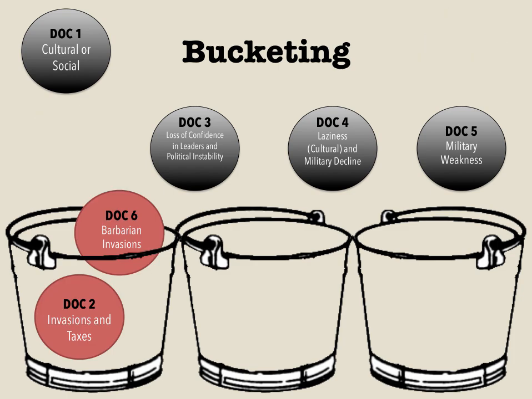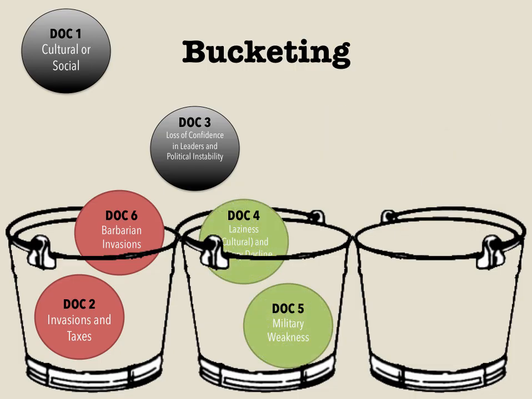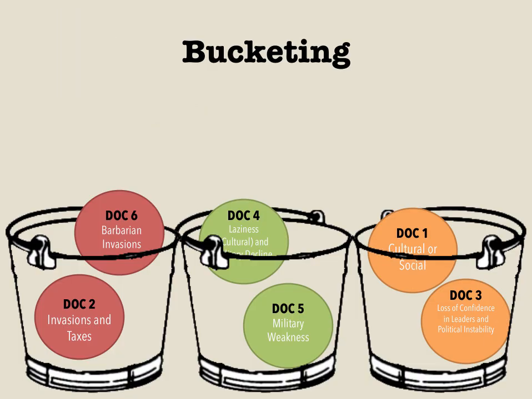This leaves me 4 documents. I notice that Document 4 and Document 5 are both about issues with the military, so I throw them in bucket 2. This leaves my last 2 documents. Both are conveniently about failings in the culture of Rome, and they'll go in the third bucket. When you're doing this, it might be helpful to actually cut out the documents so that you can physically stack and move them. Using real buckets may not be necessary.